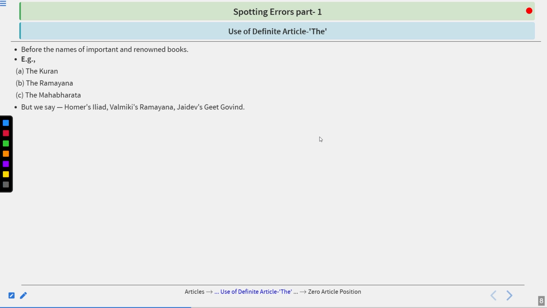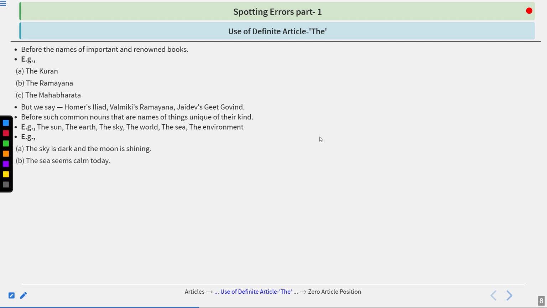But we say Homer's Iliad, Valmiki's Ramayana, Jayadev's Geet Govind. We also use "the" before such common nouns that are names of things unique of their kind: the sun, the earth, the sky, the world, the sea, the environment. I hope you've understood. Examples are: the sky is dark and the moon is shining. Another one is: the sea seems calm today.